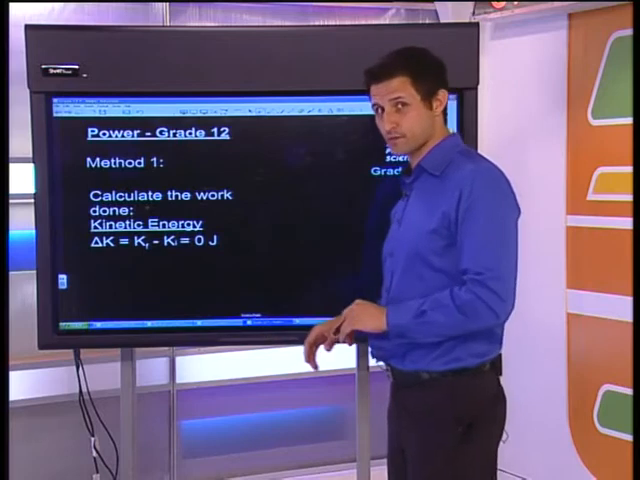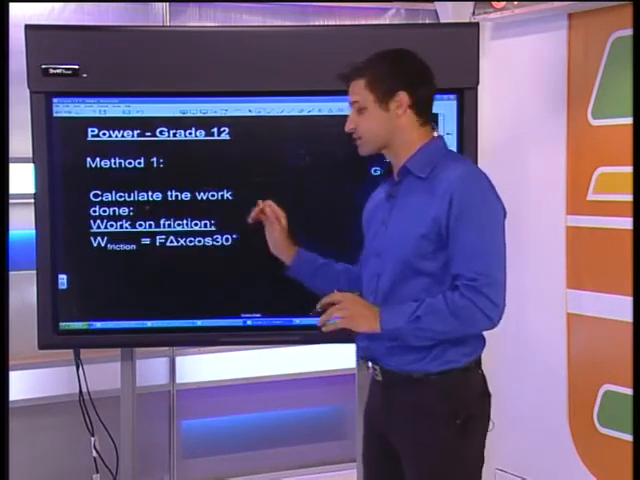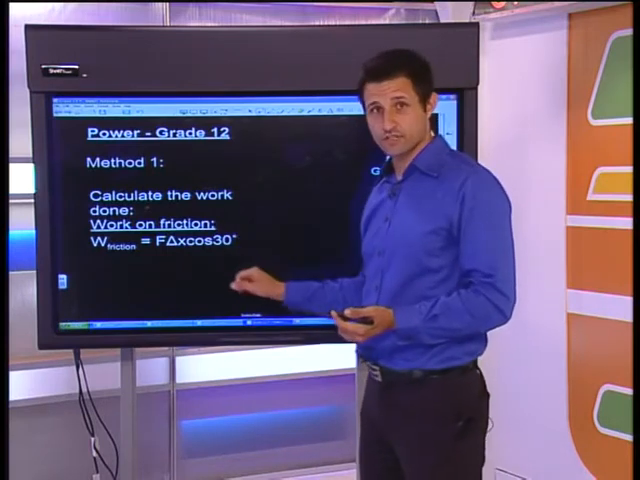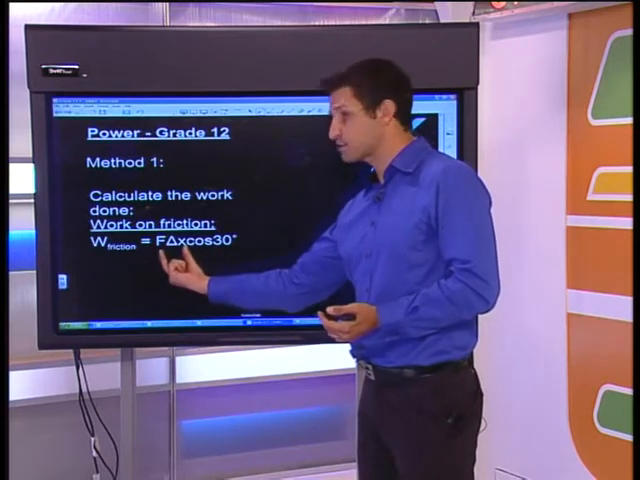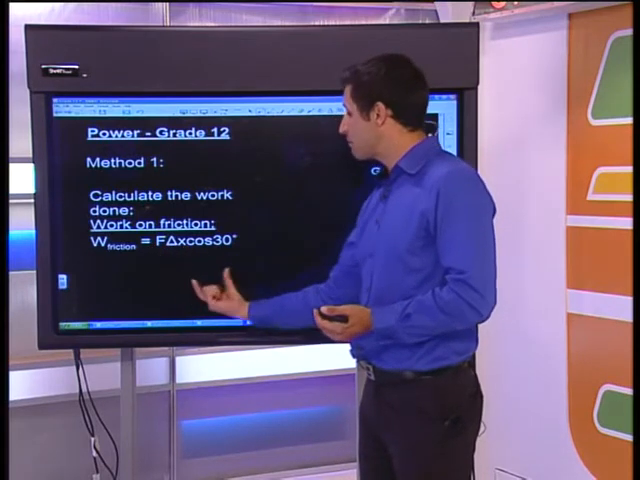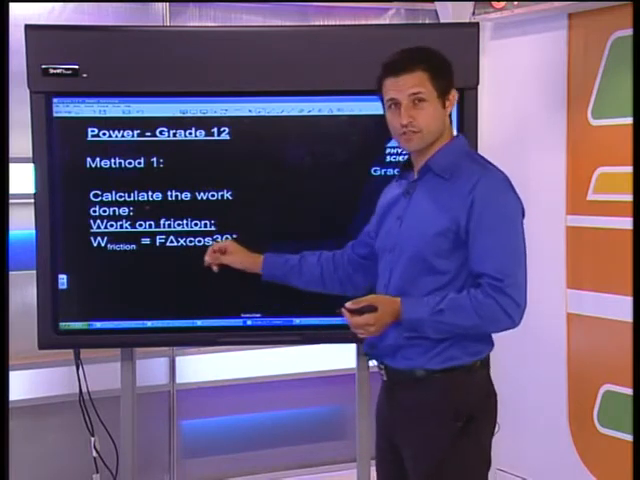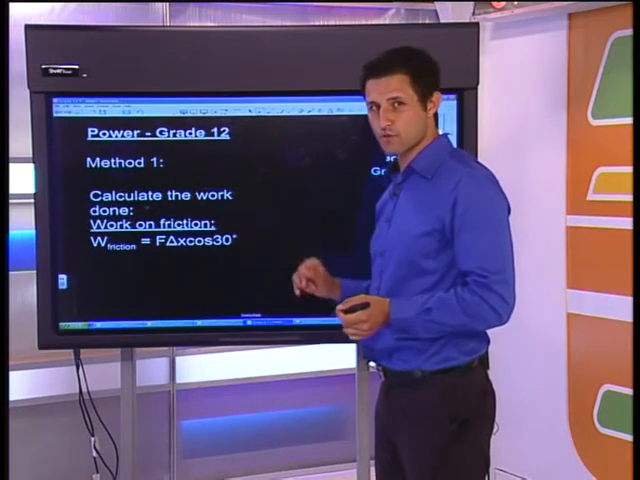What about the friction? Let's take a look. If I've got my work on friction, I want you to realize that there's a couple of ways of calculating it, but this is by far the easiest. I know that my frictional force multiplied by my displacement, represented by delta x, multiplied by my cos angle over there, and we're going to make a correction there because this is something that mindsetters are inclined to do. I'm going to show you what's wrong with this.